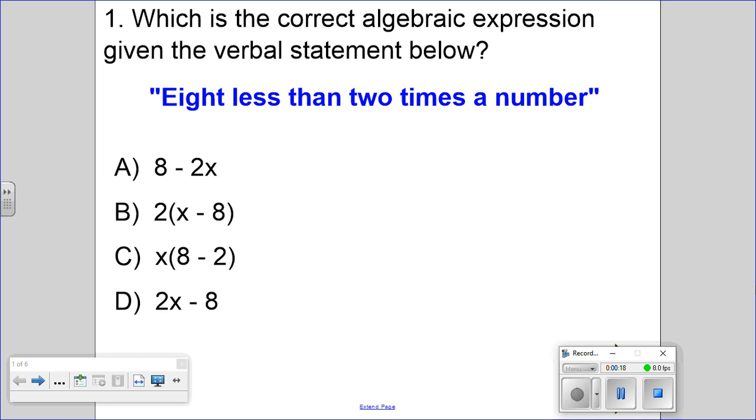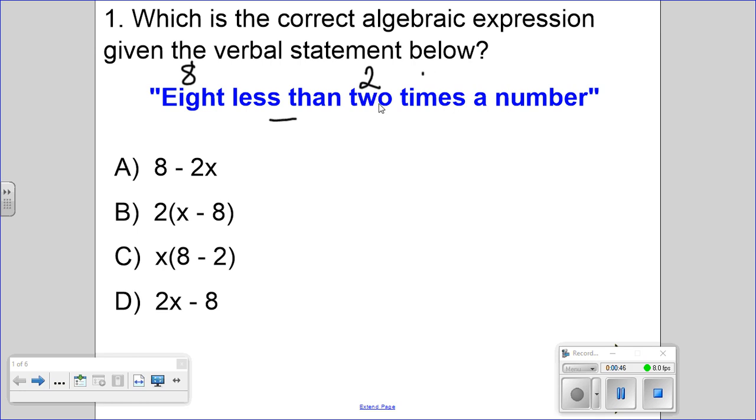So when we're given a statement in words like this, it helps to break down each piece and write it in numbers and symbols. So first we've got the number 8, and then it says 8 less than. When I see less than, that makes me think subtraction. It also says 8 less than 2, so I know that's the number 2. And it says 2 times a number. Well, when I see times, I know that means multiplication, so I can represent that with a dot or an X or some parentheses.